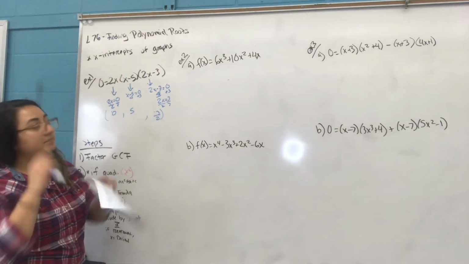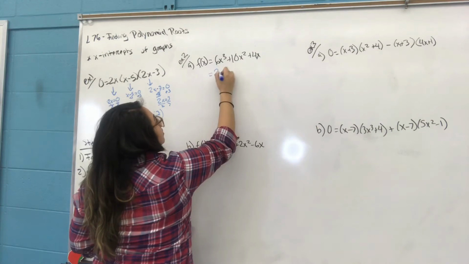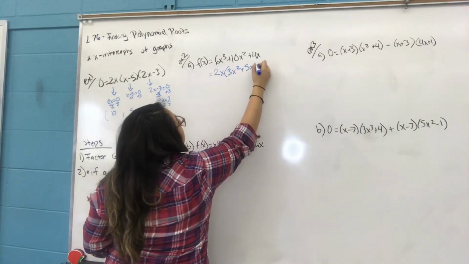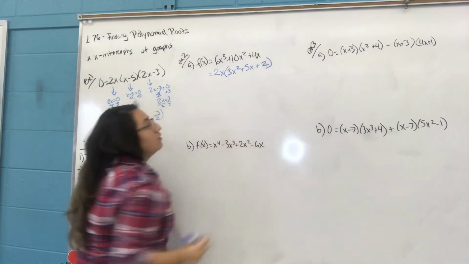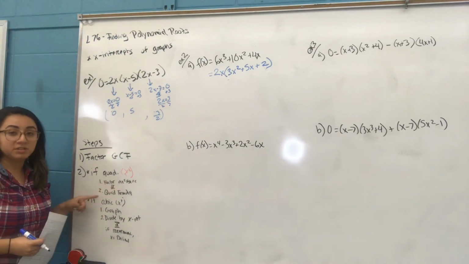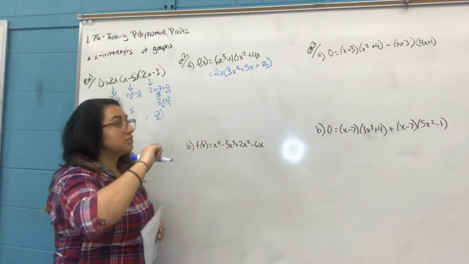So example 2. First thing we're going to do, we're going to factor out any greatest common factor, and that is 2x. Then we're left with 3x squared plus 5x plus 2. Now we factor it. We can do factoring the normal way or using the quadratic formula, if you like that way. You can use both. The book has the quadratic formula. I'm going to do the factoring way.